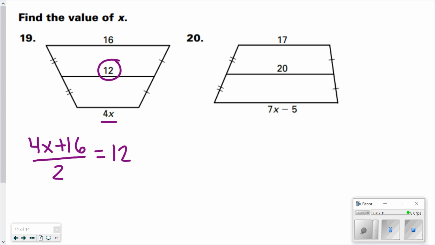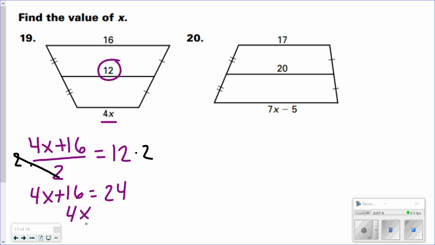To get X by itself, the first thing I want to do is get rid of that division of 2. And to get rid of division, I'm going to multiply by 2 on each side so that those cancel out. So then I have 4x plus 16 is equal to 24. I'm going to subtract 16 from each side. 4x is equal to 8. Divide by 4, x then is equal to 2.